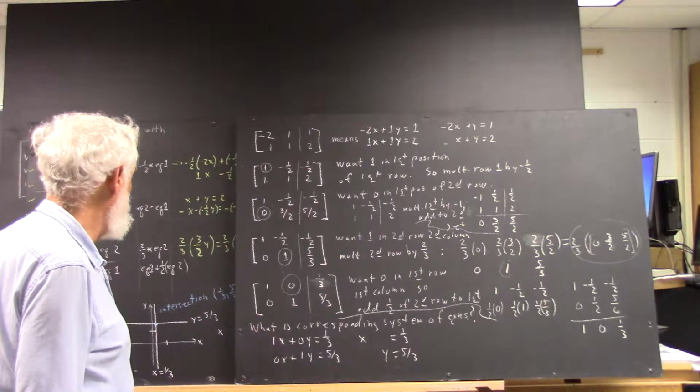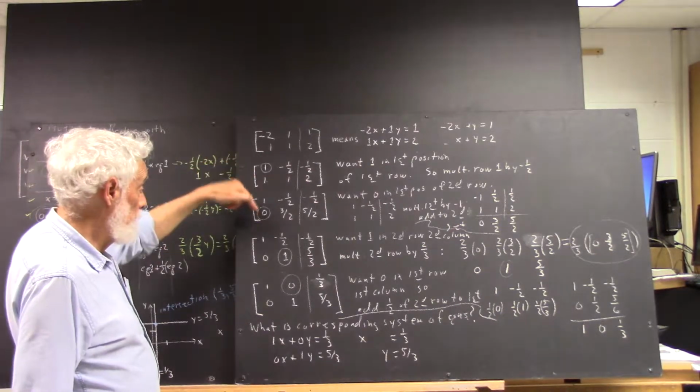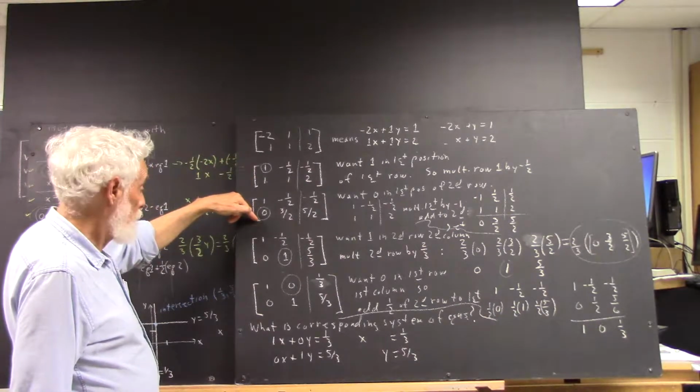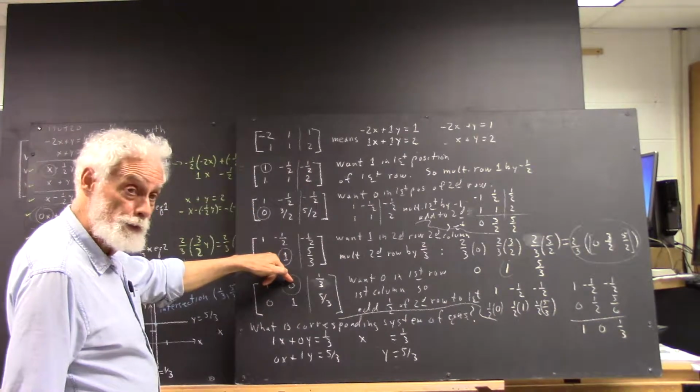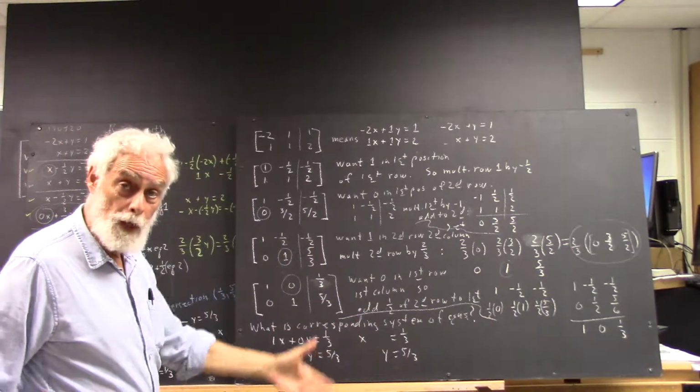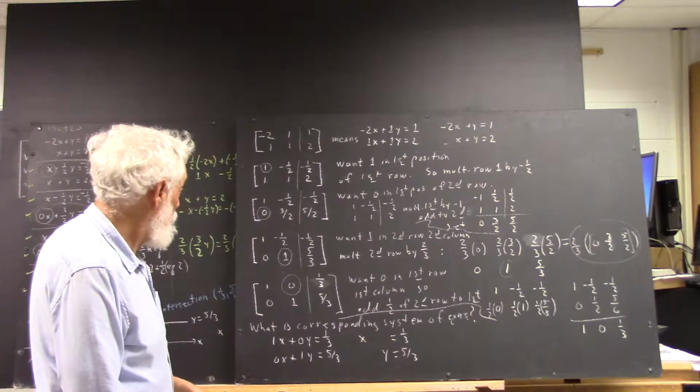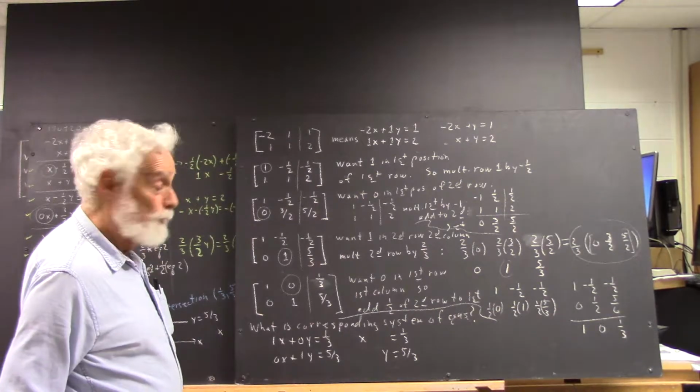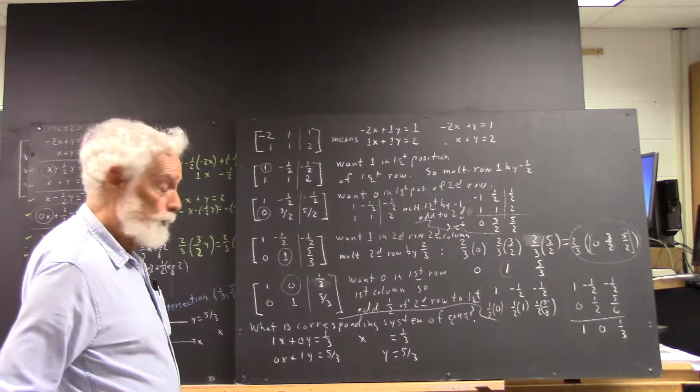So our procedure again, ideally, is going to be: get a 1 here, get a 0 here. Okay, then get a 1 here, then get a 0 here. That's it. If we can do that, we have a solution. Now, we can't always do that.